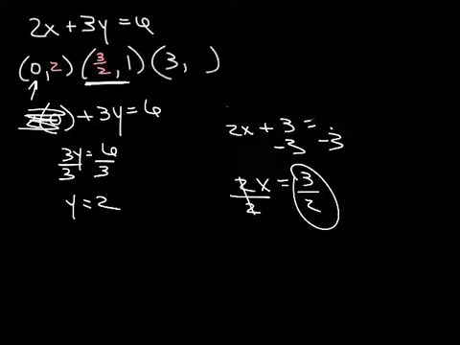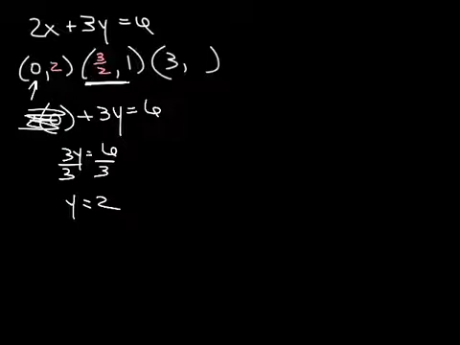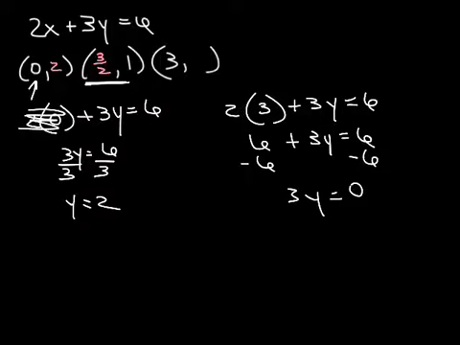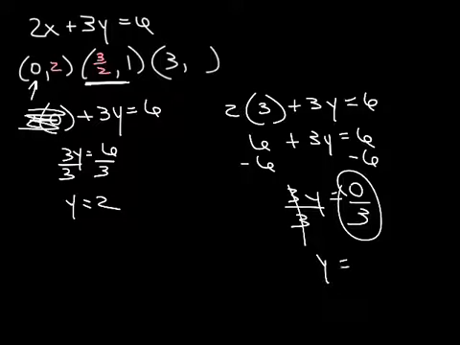Alright, now we're going to look at the last one. And the last one gives me an x, so I'm going to put a 3 in here for x, plus 3 times y equals 6. 6 plus 3y equals 6. Subtract 6, subtract 6. I have 3y equals 0. Divide by 3, divide by 3. Anytime you have a 0 in the numerator, no matter what, your answer is 0. So I'm going to put a 0 right there.